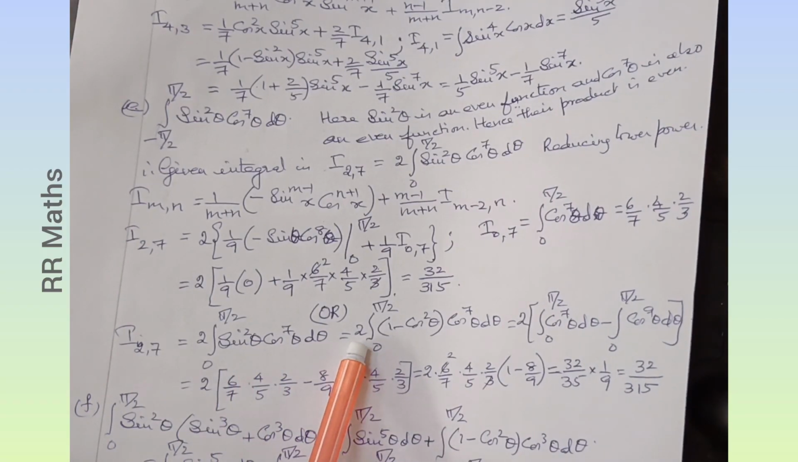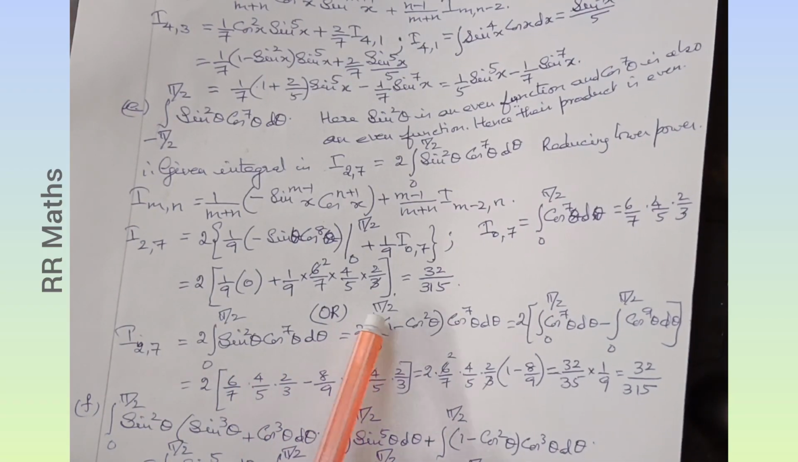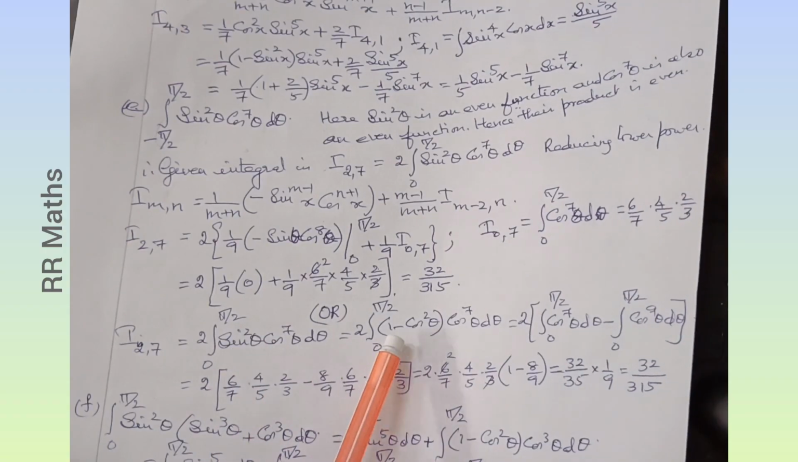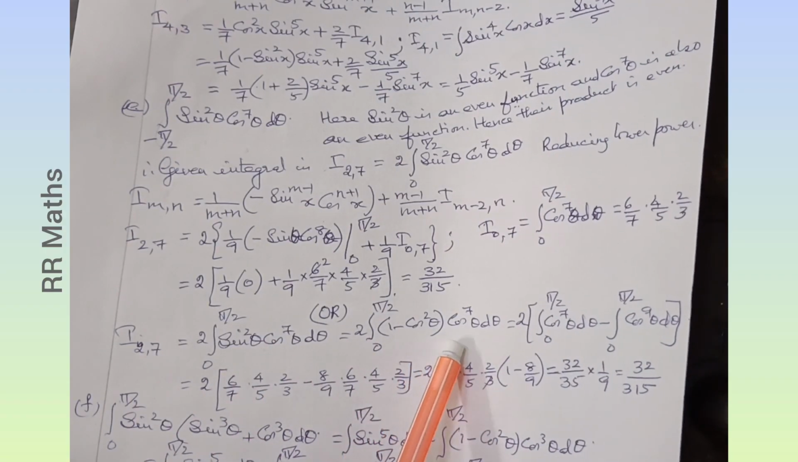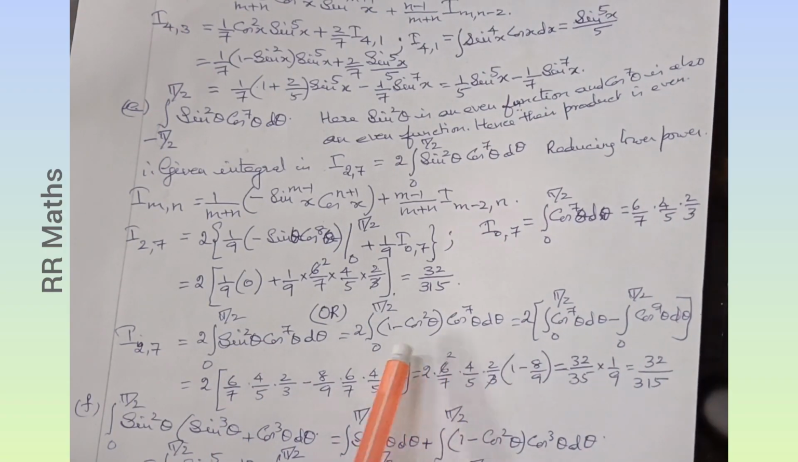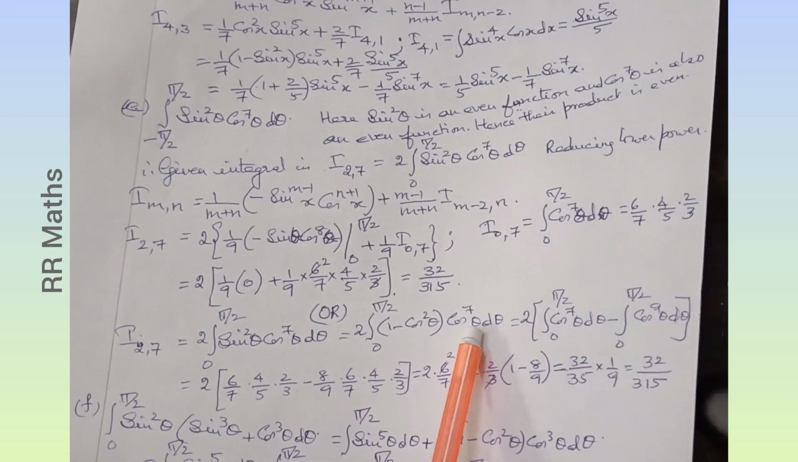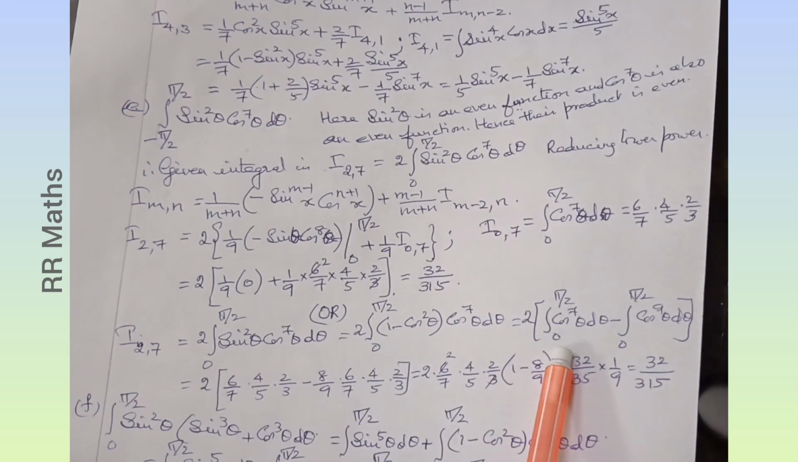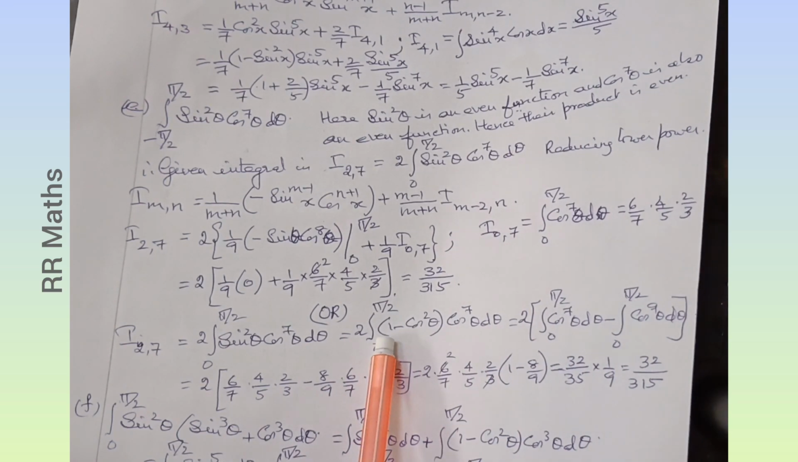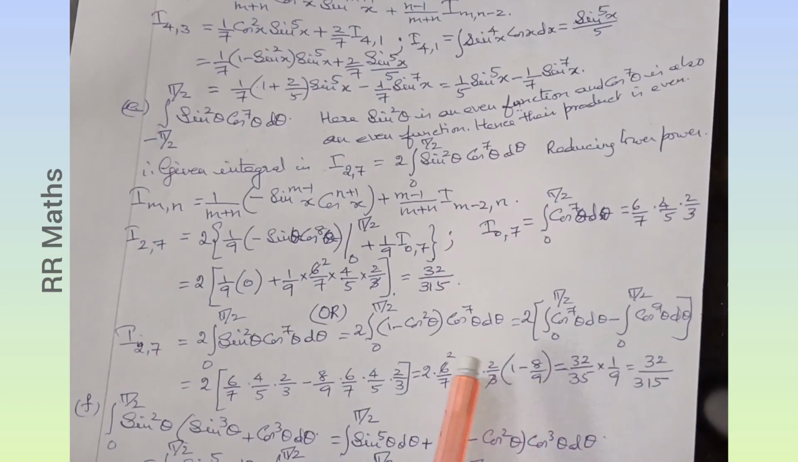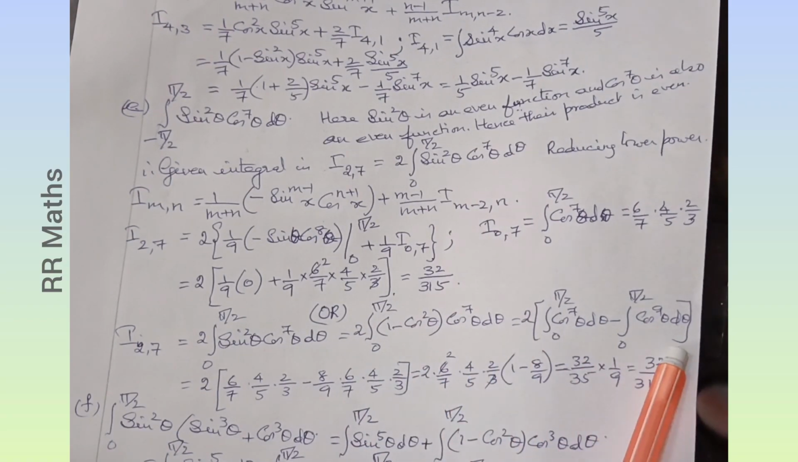So you just have 2 times integral 0 to pi by 2. Sine square theta is written as 1 minus cos square theta into cos power 7 theta d theta. Now this becomes 2 times integral 0 to pi by 2 cos to the power of 7 theta minus integral 0 to pi by 2 cos to the power of 9 theta d theta here.